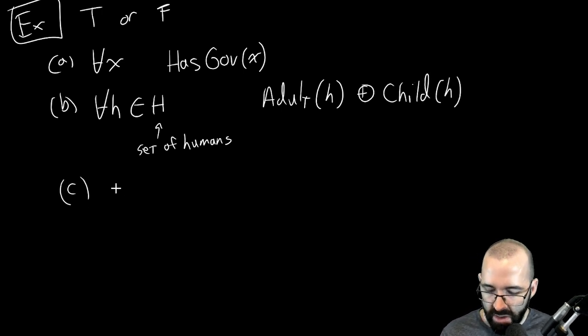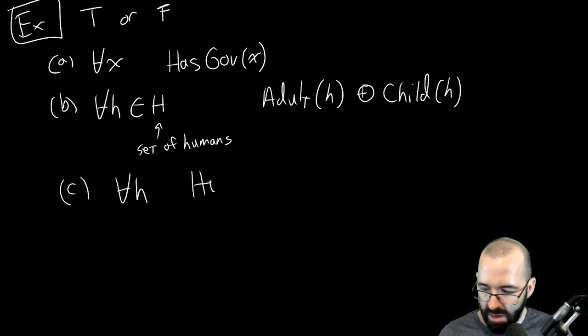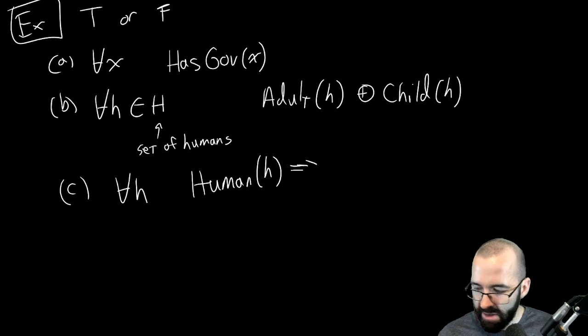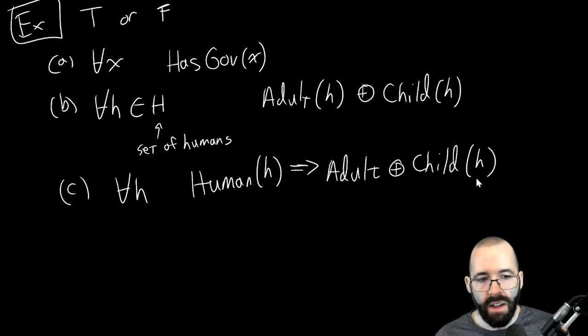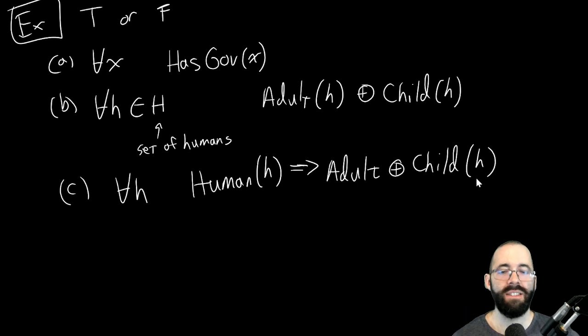And let's do one more. For all h just in any set, human of h implies adult of h. That's not how you spell adult, silly. XOR child of h. So what do you think for these? Pause the video if you haven't already. Look at these.